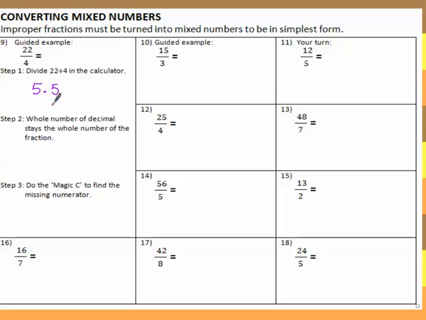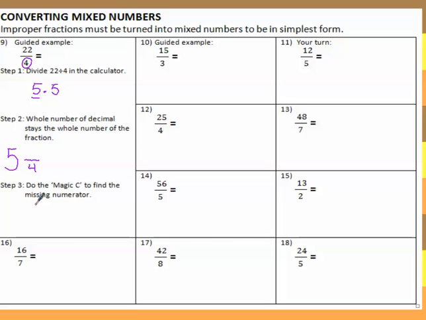So in step 2, it says the whole number of the decimal stays the whole number of the fraction. So the whole number in this case is a 5. So we're going to keep the 5. But because we had some decimal pieces left over and 4 didn't go exactly into 22 with 5, we have some left over. We keep the denominator of the fraction. So the denominator of the fraction was 4.